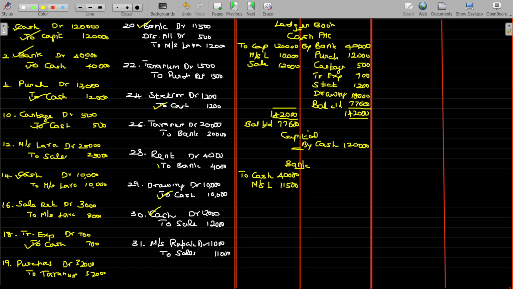And 28th, rent is in the credit side. So there, bank is in the credit side. So I have to write the buy rent in the bank account. So buy rent in the credit side. The value being 4,000.